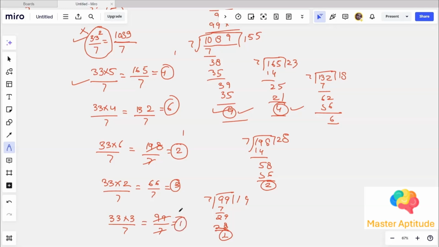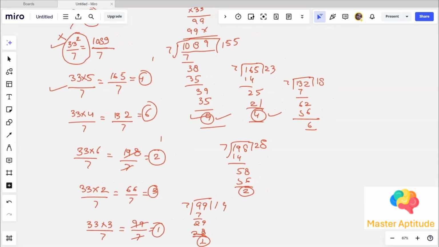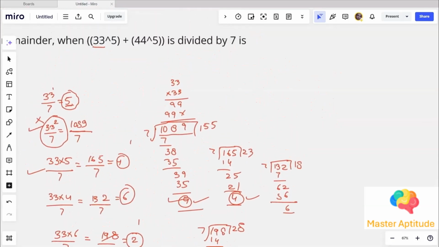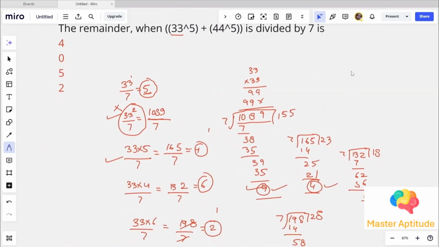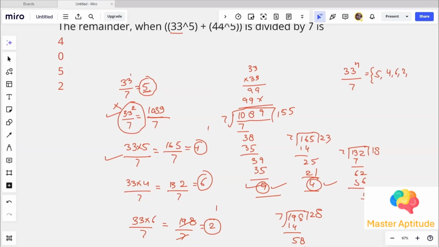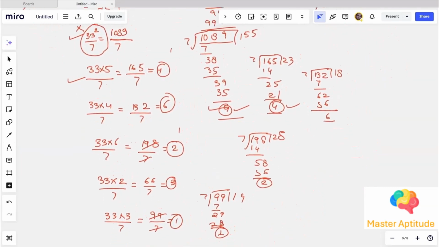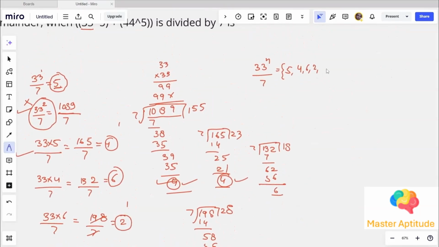We are getting the remainder 1. It means it is basically following a remainder cycle. It means we can say 33 raised to the power, and the power doesn't matter, divided by 7 will follow a cyclicity of 5 4 6 2 3 1. So it is following a cyclicity 5 4 6 2 3 1.